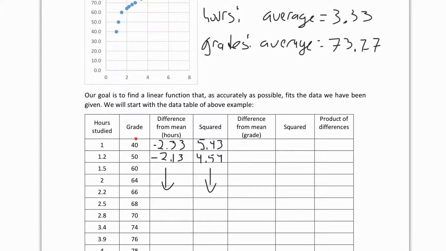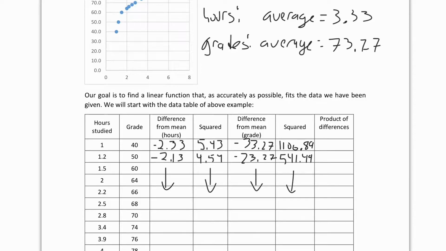We can go ahead and look at the grade of 40 and the average of 73.27. We can subtract those, and we're going to get negative 33.27. For the next one, for 50, we'll get negative 23.27. You can go ahead and square those. This will give 1106.89. And this will give 541.49. And again, you can go ahead and continue these.